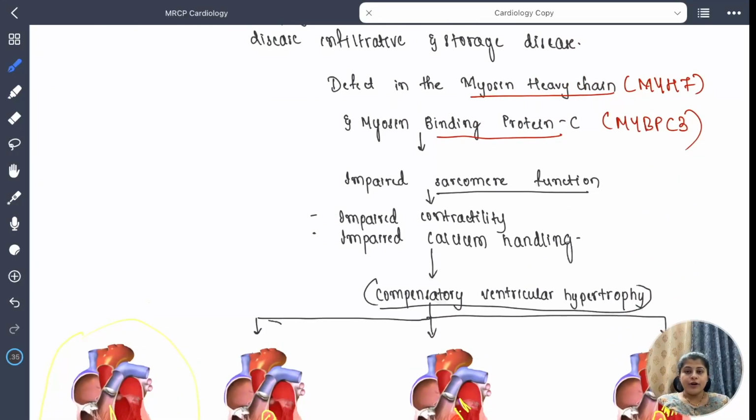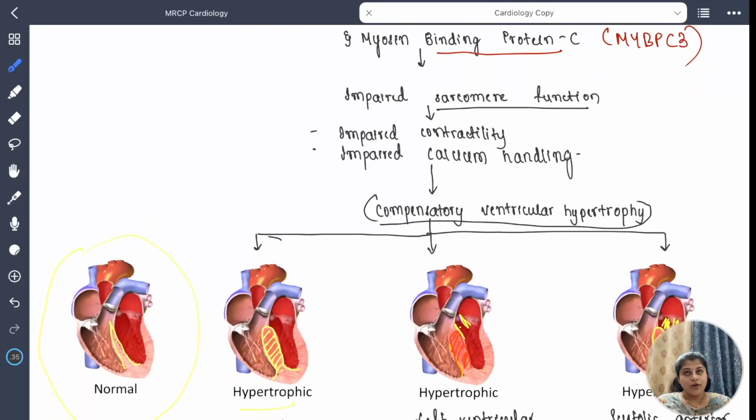There are two important proteins which are defective. One is myosin heavy chain. The second is myosin binding protein C. Myosin heavy chain is encoded by MYH7 gene, and myosin binding protein C is encoded by MYBPC3 gene. So this is ultimately impairing the sarcomere function, which is leading to impaired contractility and impaired calcium handling.